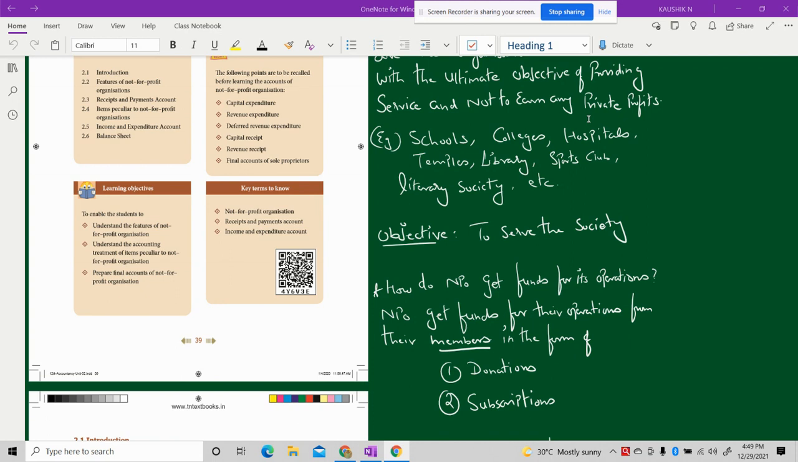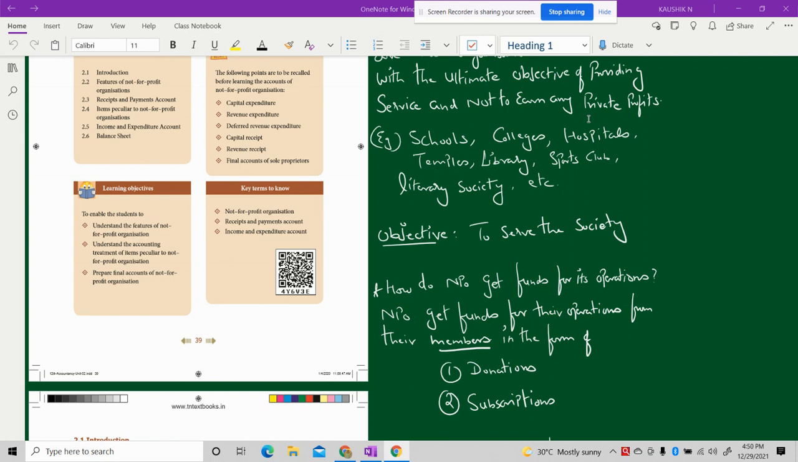In case of a sole proprietor, the required funds will be provided by the proprietor. In case of partnership, the amount will be contributed by the respective partners. And in case of companies, it will be the shareholders who contribute towards the shares of the company. But when it comes to an NPO, the required funds to run the operations come from its members.